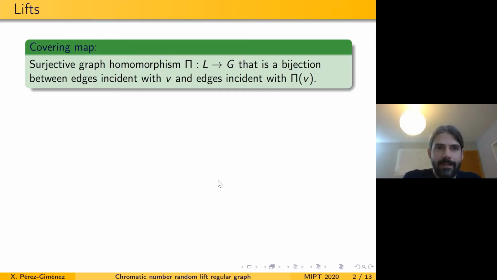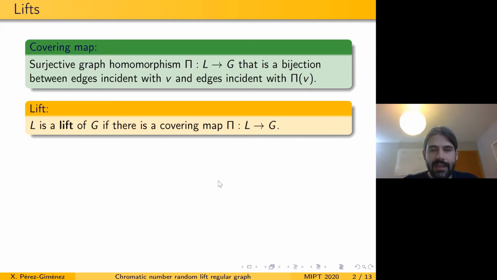It's a bijection between the set of edges that are incident with a vertex and the set of edges that are incident with the image of that vertex. I'll give an example in a second. Whenever we have a covering map from a graph L to a graph G, we say that L is a lift of G. So we'll call G the base graph and L the lift whenever we have such a covering map.